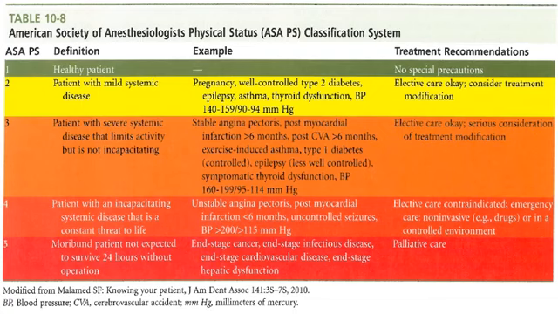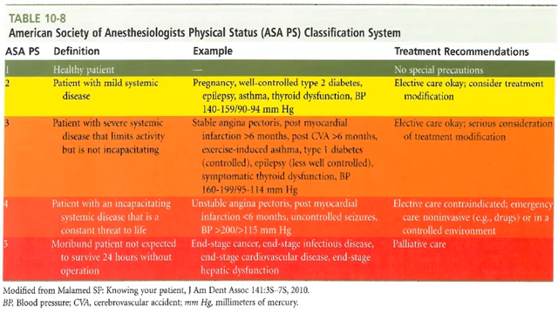When we go to the class 4, the patient with incapacitating systemic disease that is a constant threat to life, like unstable angina and post-myocardial infarction within the first 6 months, here the elective care is contraindicated. We only give emergency care non-invasive using drugs, or emergency care should be done in a controlled environment in the hospital.